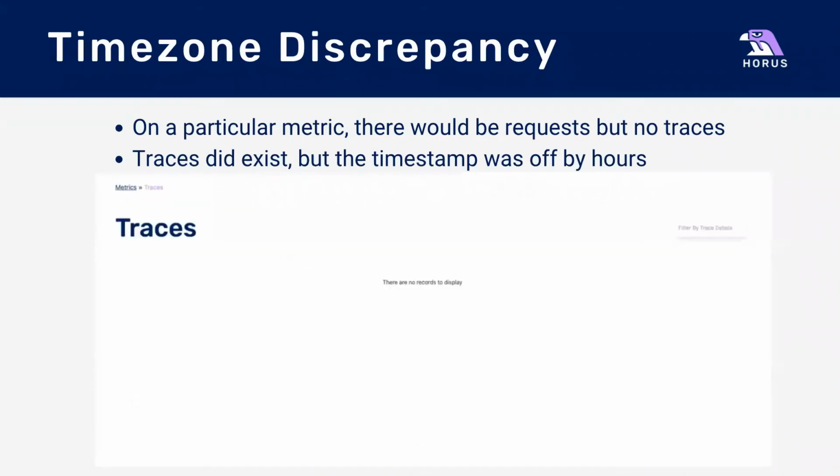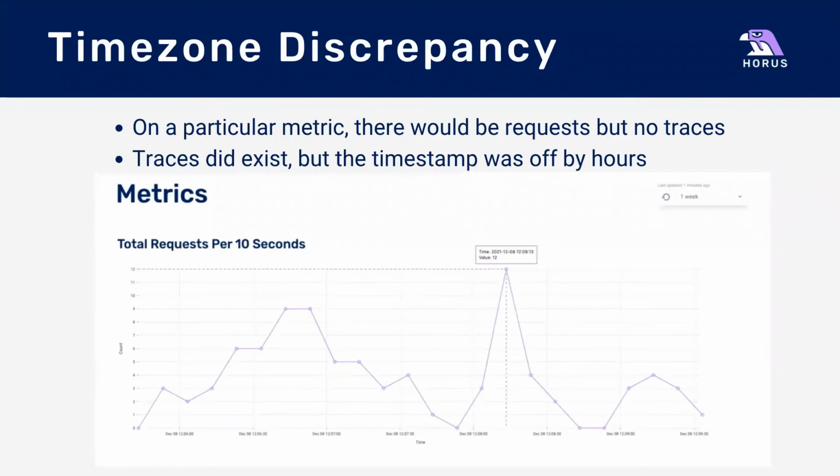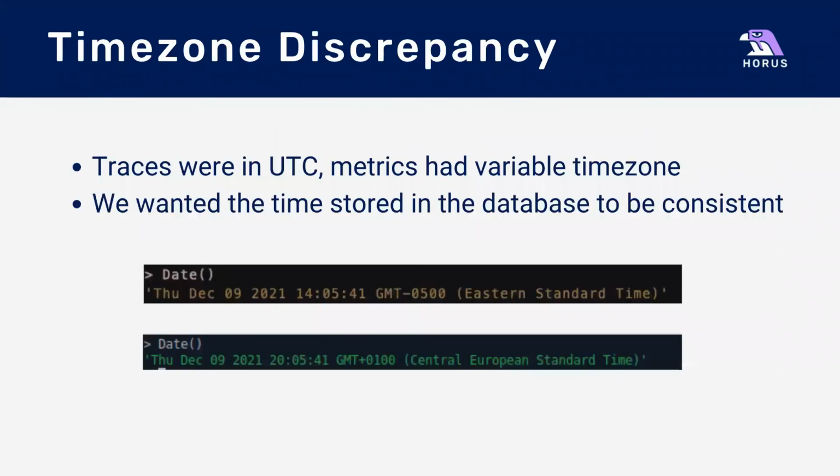If during a 10-second time frame there are, for example, 12 requests, there should be 12 traces during that time frame. After a bit more digging, we realized that traces existed, but they were off by a couple hours, either forwards or backwards. What was going on? We found out that there was an inconsistency with time zones. To store traces in the database, we would use the timestamp already provided by OpenTelemetry in the emitting stage, which defaults to UTC. However, metrics arrived at the connector without a timestamp. To create it, we invoked the JavaScript date constructor.